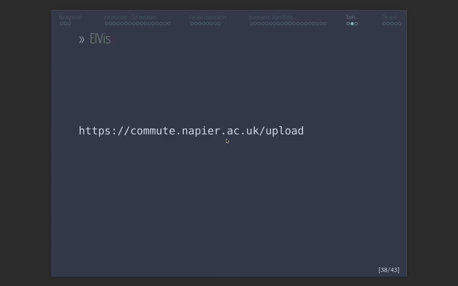So finally, what tools are out there for you to use? So there is the Elite Visualization, or ELVIS tool, which is available online. It will take a CSV file which contains a list of solutions and generate an interactive parallel coordinates and heat map plot for each one.